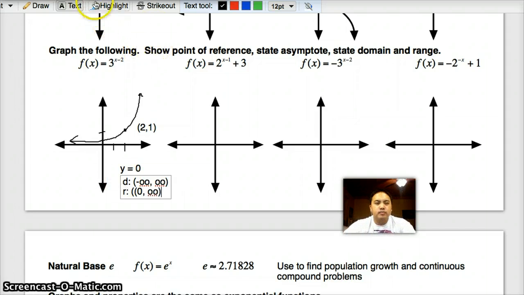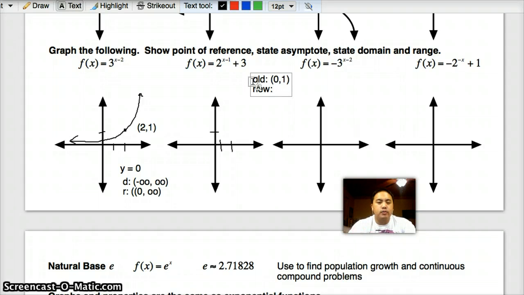Right, new question. This one says 2 to the x minus 1 plus 3. Well, this minus 1 means the right one. So instead of 0, comma 1, it's going to move 1 to the right. Now it also means up 3. So instead of saying 0, comma 1, let me write this out. My point of reference is always 0, comma 1, but here I'll call this old and new.